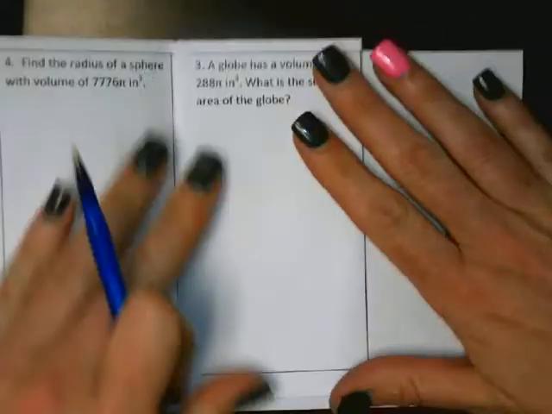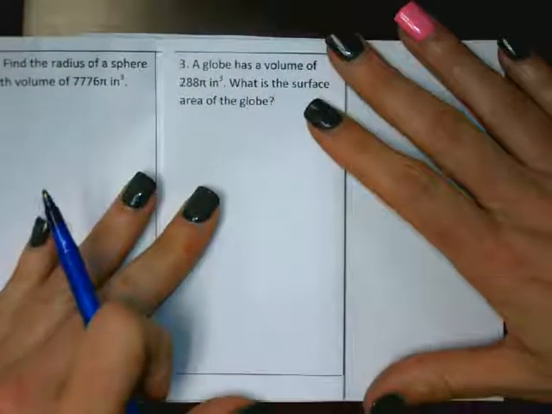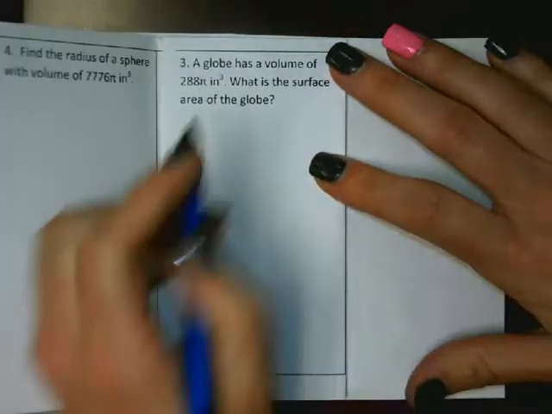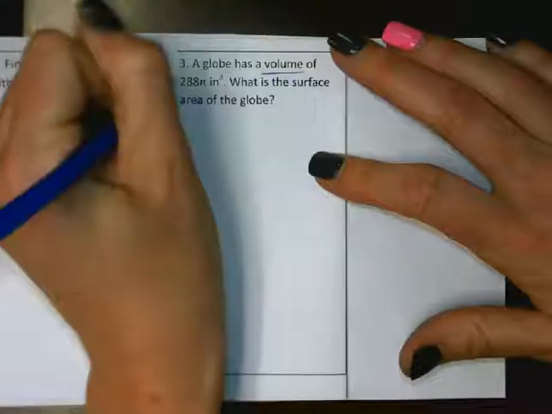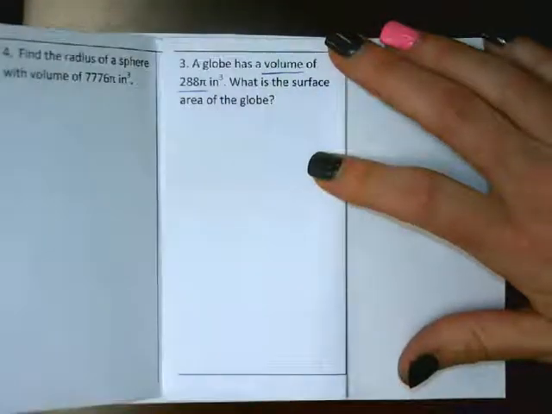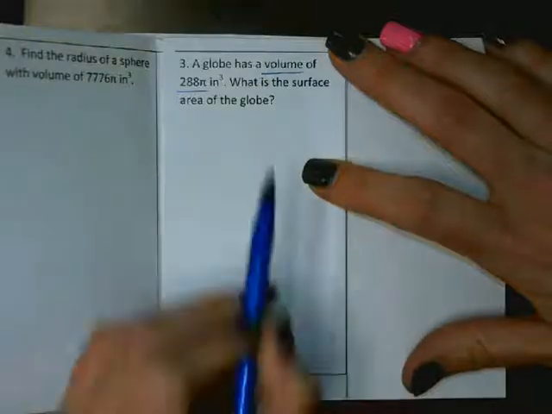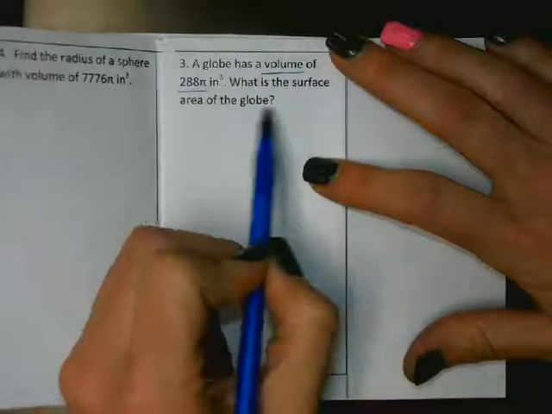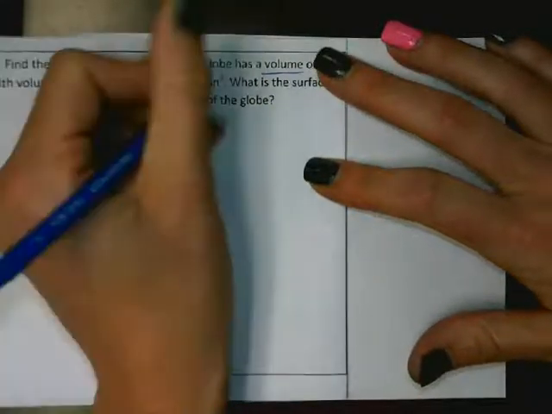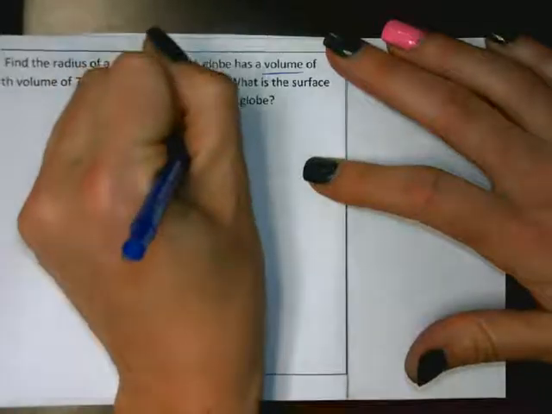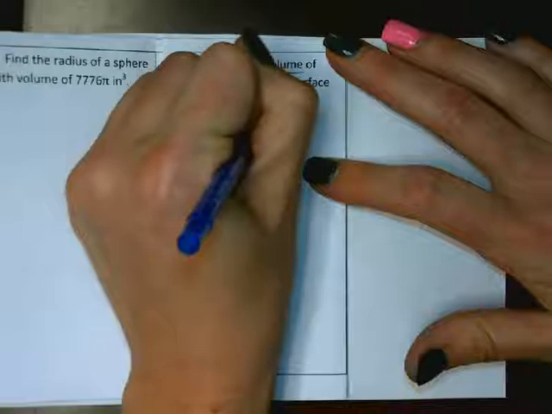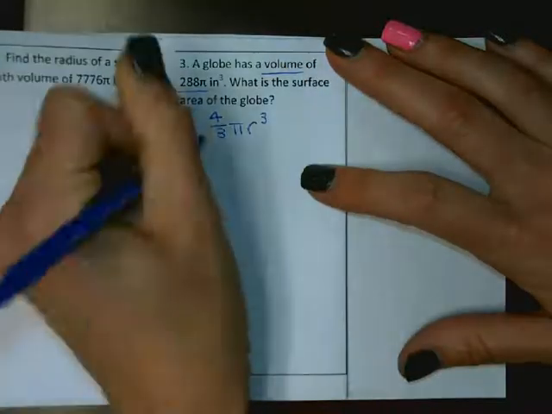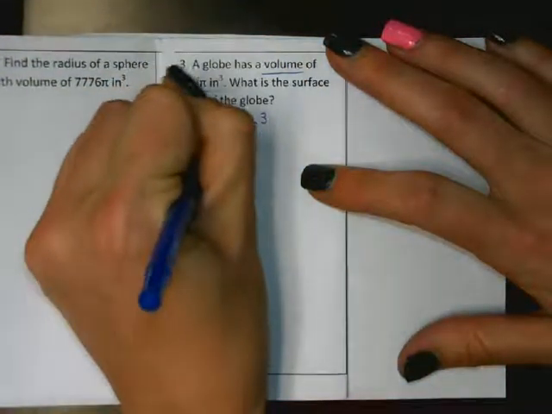All right, open it up. Now we have some real examples, no pictures. Let's see, working backwards. I have a globe with a volume of 288 pi inches cubed. What is the surface area of this globe? So just like when we worked backwards before, find your formula. 4/3 pi r cubed. Plug in what you do know. So I know the volume.